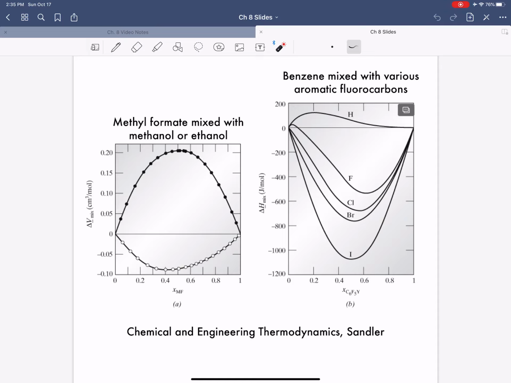If these were ideal solutions, you would get a value that's just equal to 0 the entire time. But the fact that we have these strong parabola shapes tells us that these solutions are very non-ideal. Similarly, on the right here, we have mixtures of benzene mixed with aromatic fluorocarbons, where they're made up of carbons, fluorines, and some other atom. And we see for all these mixtures, we also get very steep parabolic shapes as well.